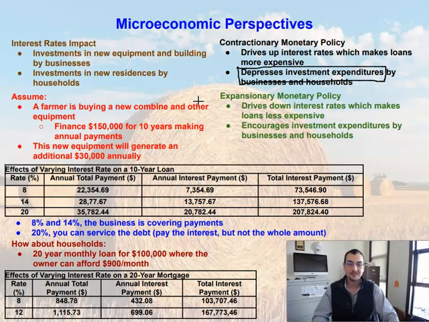So basically, contractionary monetary policy is going to drive up those interest rates, lower the investment expenditures, and that's going to happen on an individual's basis, and that's going to be extrapolated to the macroeconomy. Versus an expansionary monetary policy, it's going to drive down interest rates, encourage investment expenditures on an individual basis, which then extrapolates to the macroeconomy.